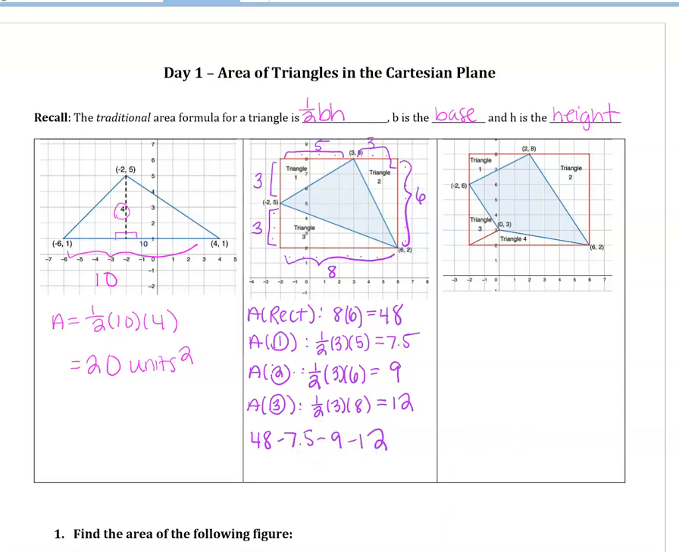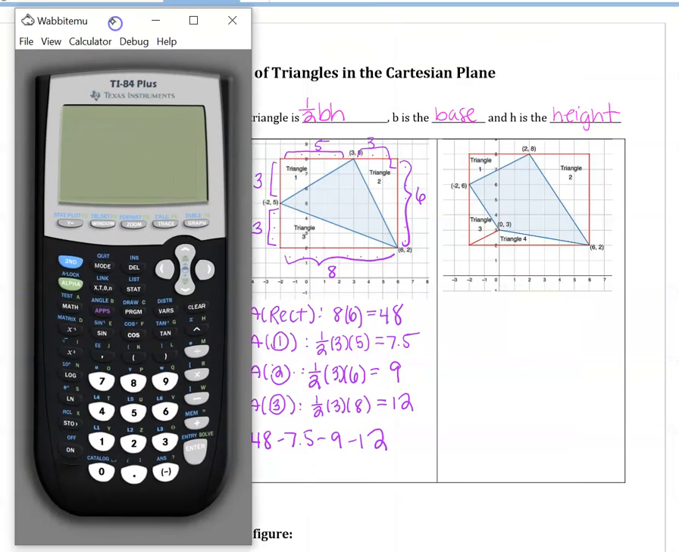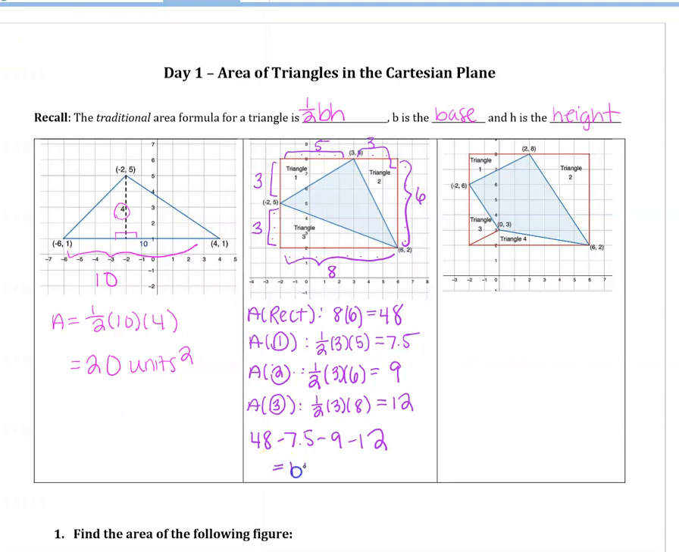Okay, so I'm just going to go ahead and grab my calculator. So I've got 48 minus 7.5 minus 9 and minus 12, and that's 19.5. And again, I'm just going to label that units squared, so again, we're all clear that I'm talking about area here. We won't take off if you don't label it as units squared. I'm just making a point.